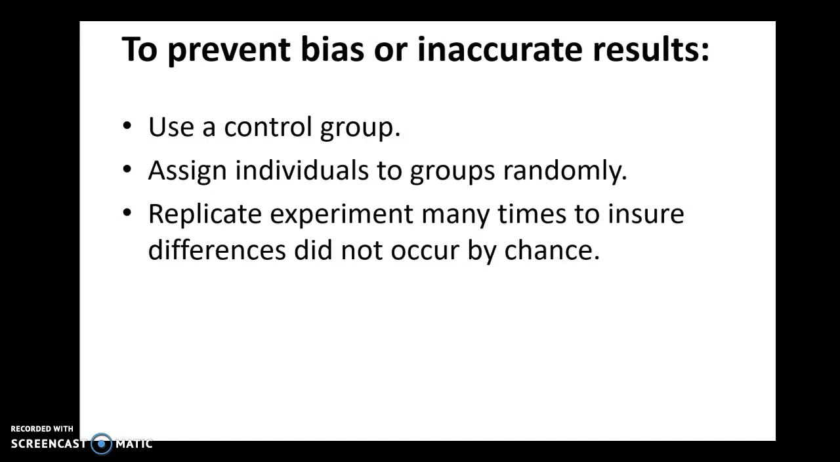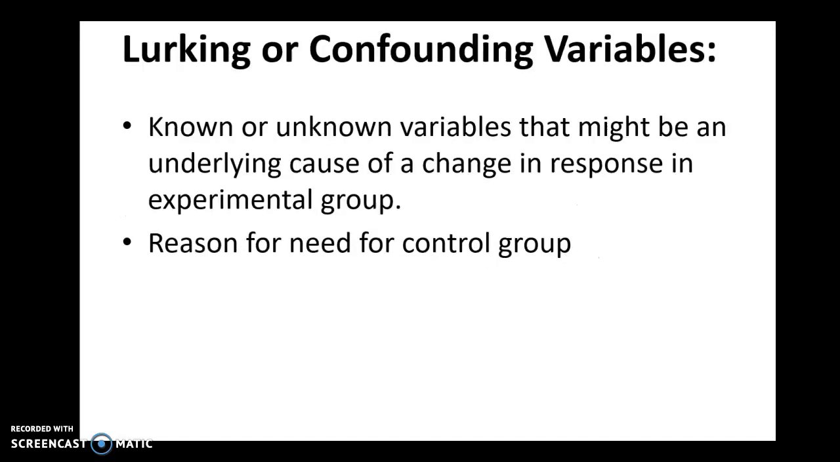We can't do that either, because then that could set us up for having inaccurate, biased results. We talked about lurking and confounding variables already. Sometimes they're known, sometimes they're unknown. There might be an underlying cause of a change. Somebody may have lost weight for some other reason, in my weight loss example. So we just need to be aware of lurking variables.